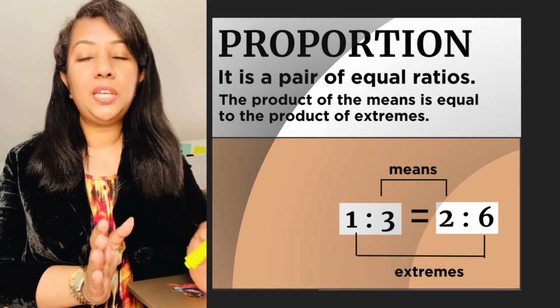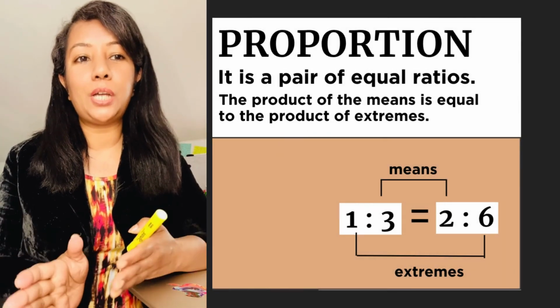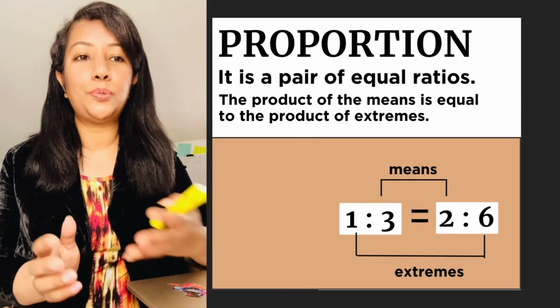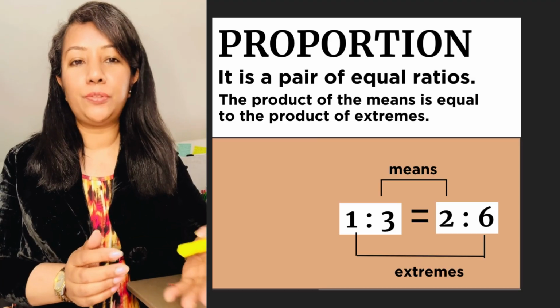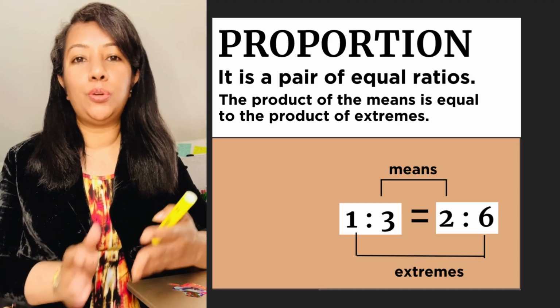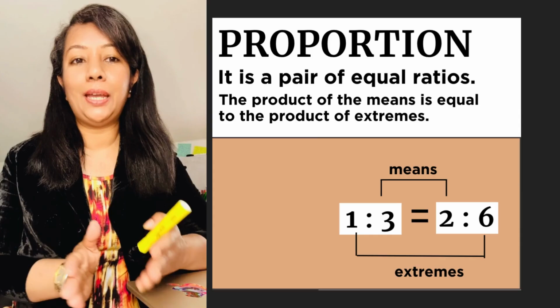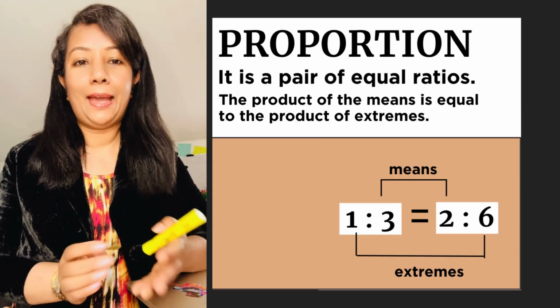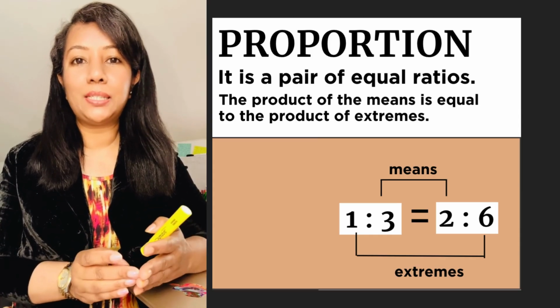Proportion is a pair of equal ratios. That means the product of the means is equal to the product of the extremes. For example, 1 is to 3 equals 2 is to 6. So here the 3 and 2 are the means, and the 1 and 6 are the extremes.